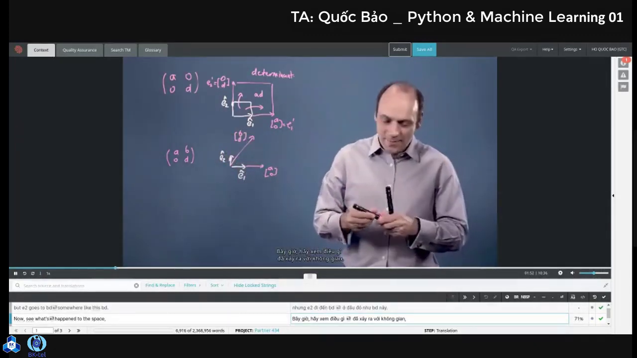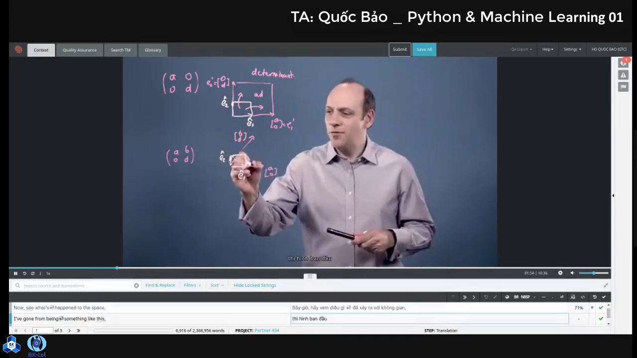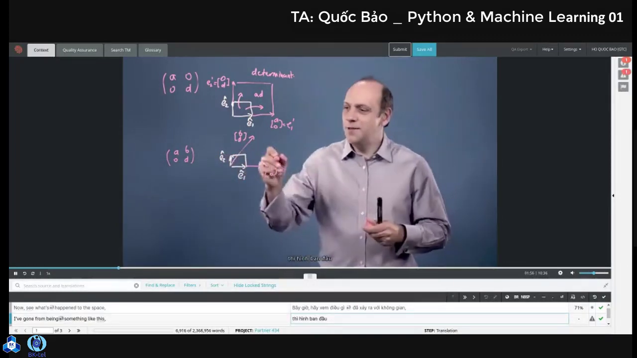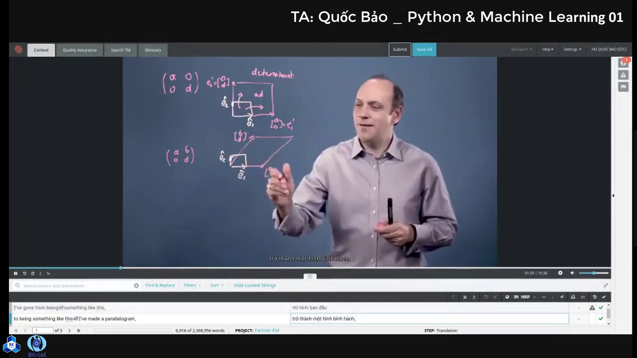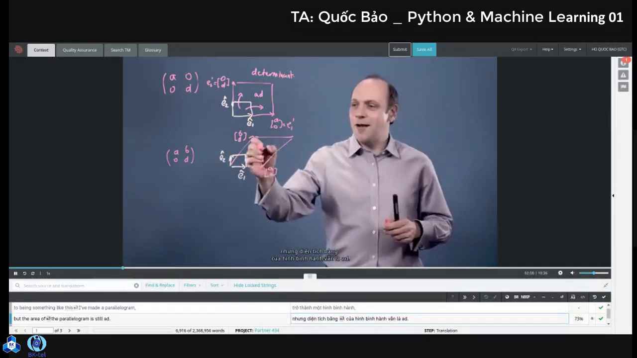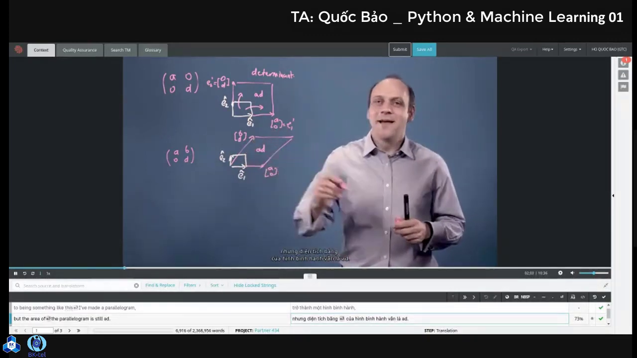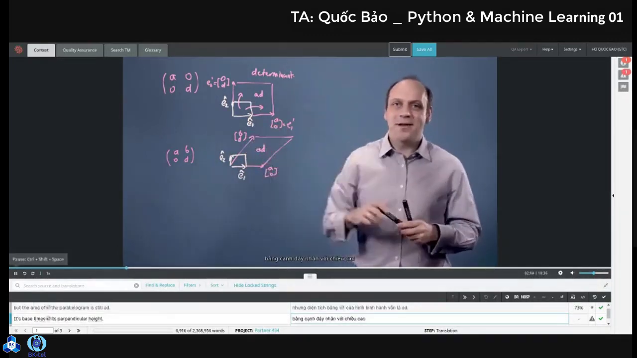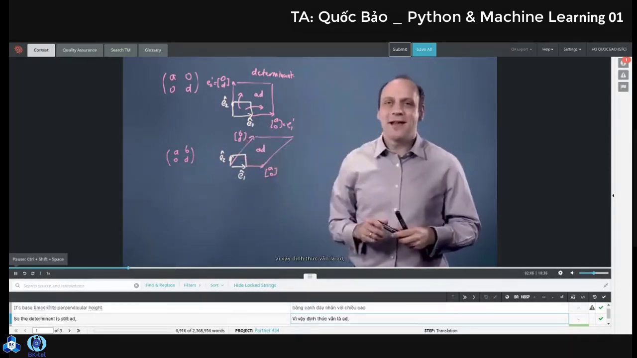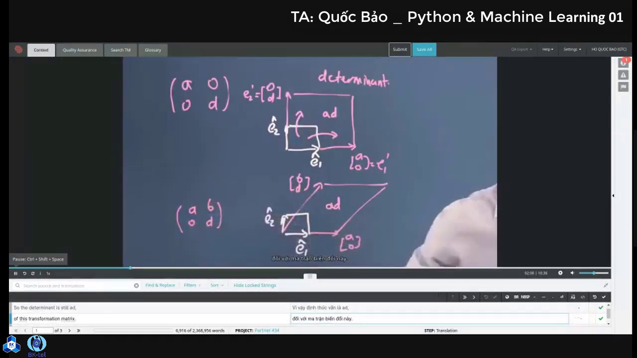Now, see what's happened to the space. I've gone from being something like this to being something like this. I've made a parallelogram, but the area of the parallelogram is still AD. It's its base times its perpendicular height. So the determinant is still AD of this transformation matrix.